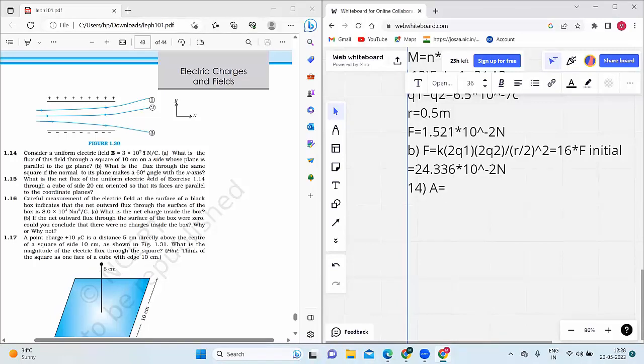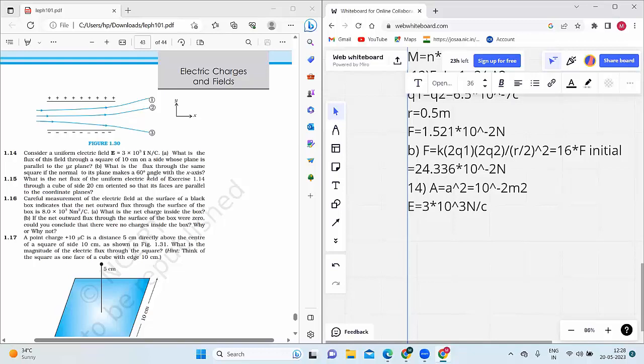The area of the square is equal to 10 centimeters, meaning 0.1 meter, so 10 power minus 2 meter square. That is the area of the square. And the electric field has a magnitude of 3 into 10 power 3 Newton per coulomb.